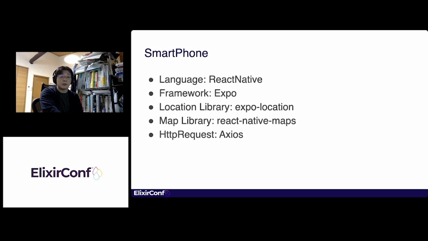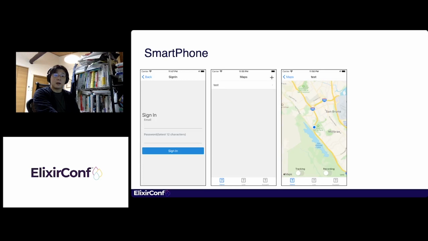Now let's talk about each implementation. Smartphone, React Native. Language: JavaScript. Framework: Expo. Location library: expo-location. Map library: React Native Maps. HTTP request: Axios. It's easy to implement, but if you actually try to use it, you need to implement your own navigation system. So it is not good enough.